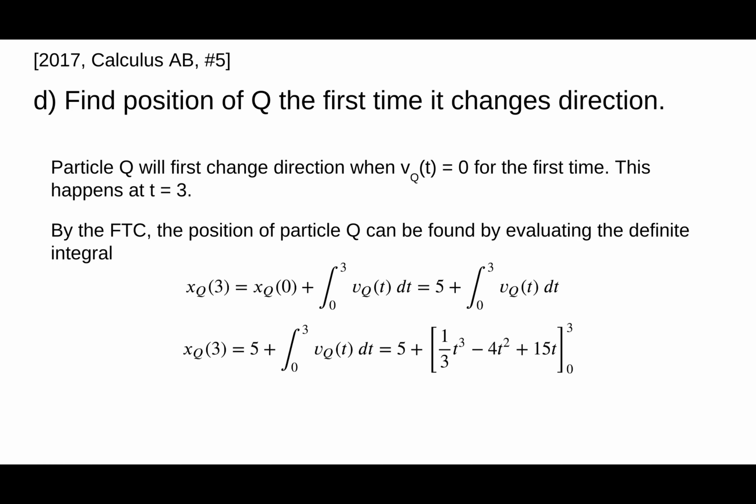Well, vq of t is a polynomial, so we can just use the general power rule to come up with an antiderivative for vq of t, which would be the xq of t function. Right? Remember, the derivative of position is velocity, so the antiderivative of velocity is position, and we evaluate the definite integral. So we find the antiderivative, we evaluate the definite integral, we add the original 5 to it from xq of 0 equaling 5, and eventually we can see that the position of particle q at time t equals 3 is 23.